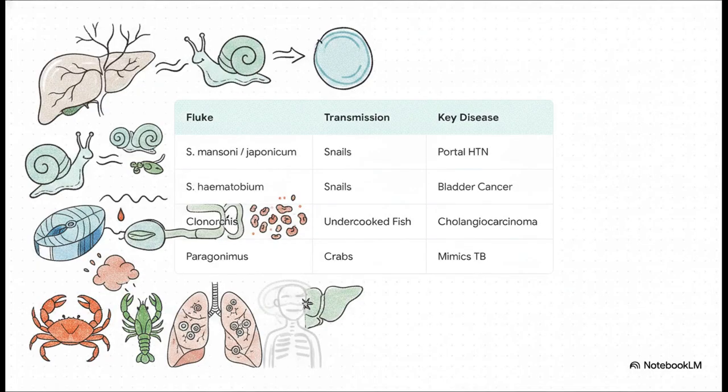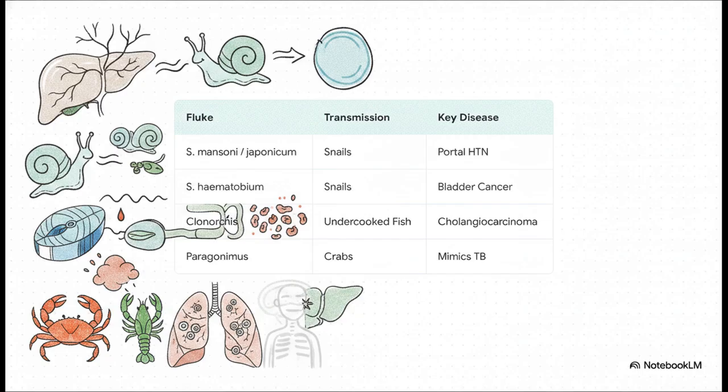Let's hit the trematodes, or flukes. You've got to associate specific Schistosoma species with their clinical calling cards. Schistosoma mansoni and japonicum penetrate the skin from freshwater snails, head to the liver, and cause massive portal hypertension and cirrhosis. But Schistosoma haematobium, also from snails, makes a beeline for the ureter and bladder. Think hematuria and chronic squamous cell carcinoma of the bladder.